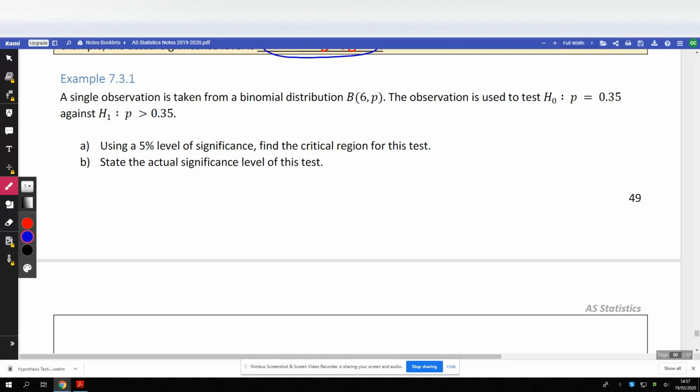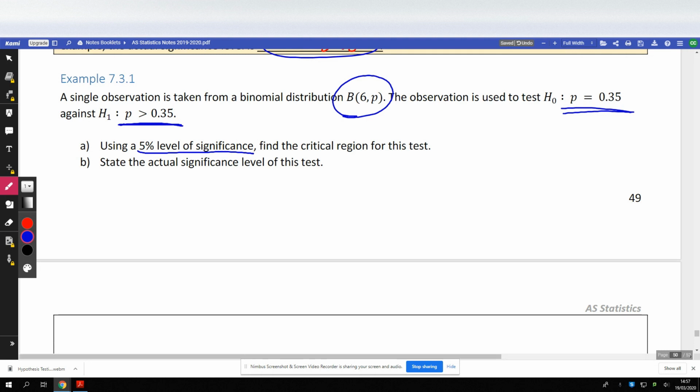This video is focusing on AS statistics hypothesis testing, the examples for critical regions. So in this example, we've been given a binomial distribution where n is fixed at 6, and the probability that we are looking at is 0.35. We've been asked to use a 5% level of significance to find the critical region for this test. Notice that we're dealing with a one-tailed test because we have got probability is greater than 0.35.